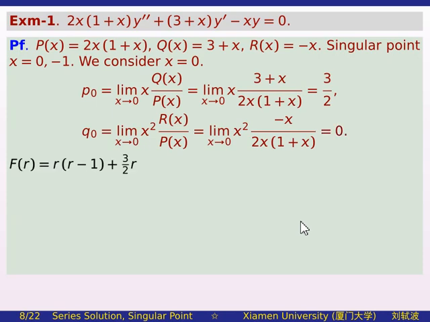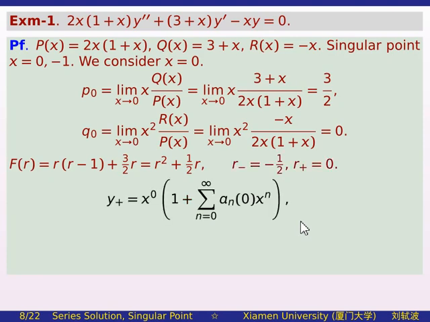Therefore, our indicial equation is the polynomial capital F(r), which is r(r minus 1) plus 3 over 2 r. So let capital F(r) equal to 0. We can solve for the roots, r minus and r plus. r minus is negative 1 over 2. r plus is 0.